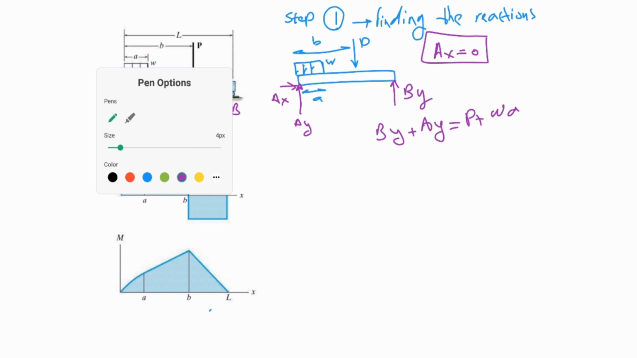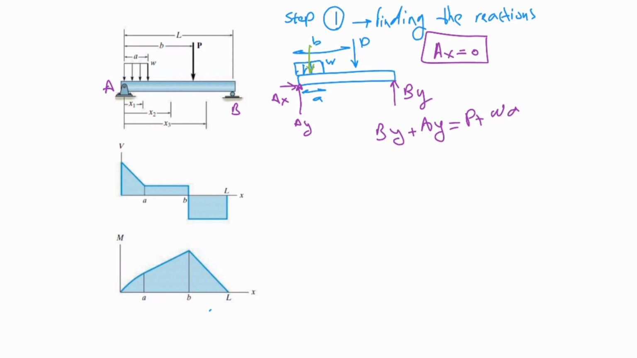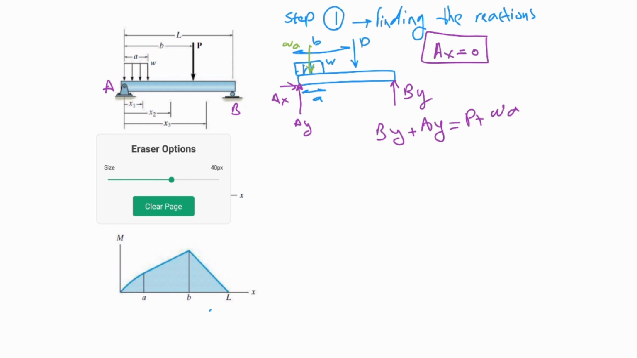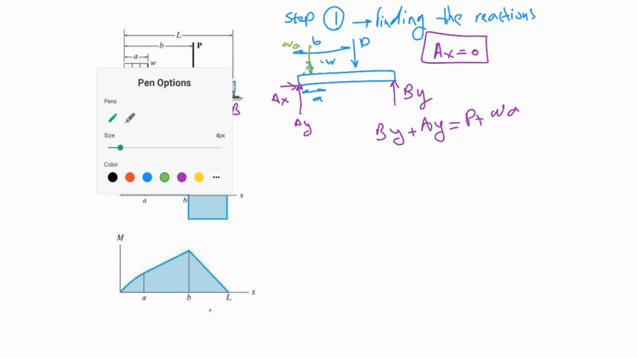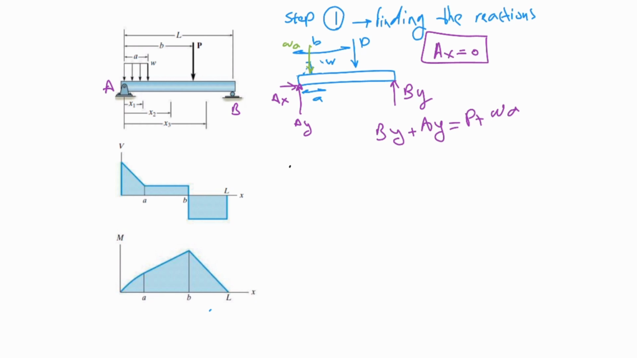And that force, I'm just using another color, is exactly in the middle because this is a rectangle. You put W times A instead of this to find the reaction forces. Then instead of this distributed load, you just put the result of that, which is W times A. Right now I have 2 unknowns.